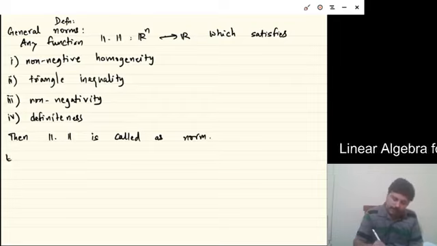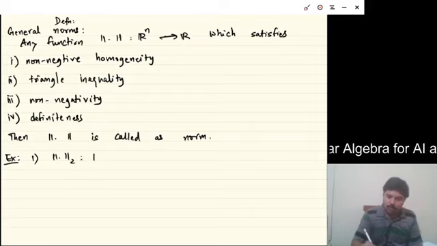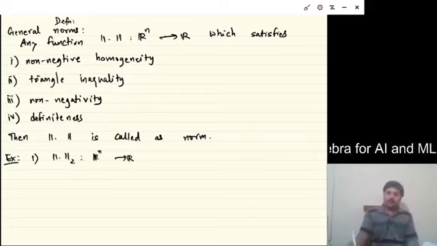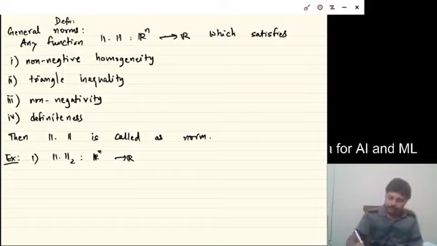And what are the examples? One example is 2 norm from Rn to R. We actually proved that this function is a norm.